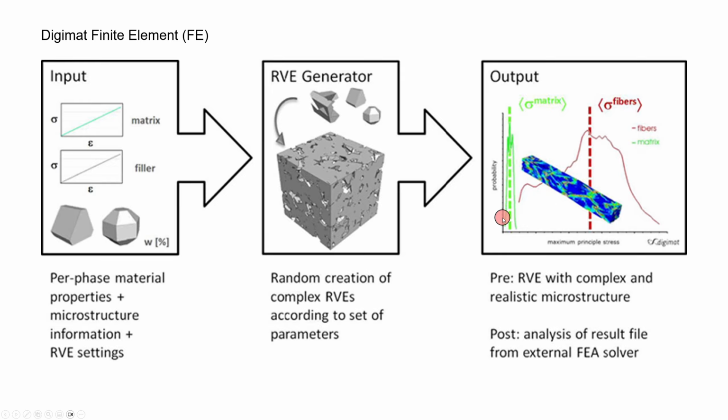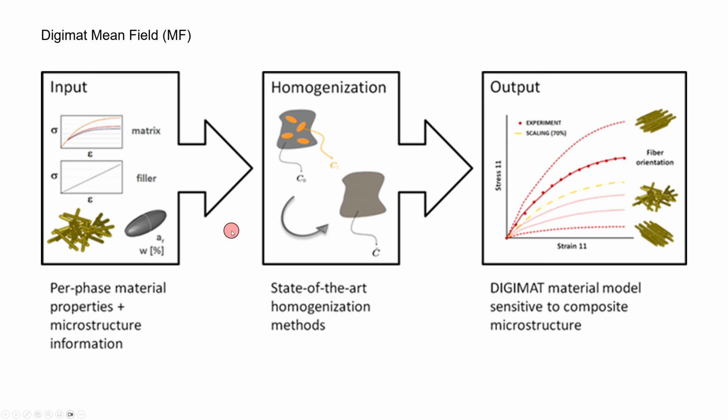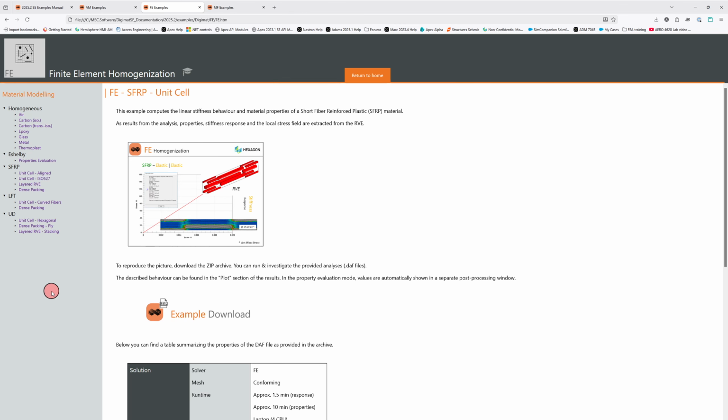You can then output those results as plots, but also as cards that could be fed into a structural finite element model. Digimat mean field takes similar inputs and uses analytic homogenization techniques to produce similar outputs, and it can do so very quickly. Like with additive manufacturing, Digimat FE, Finite Element, offers multiple examples to help you get started.